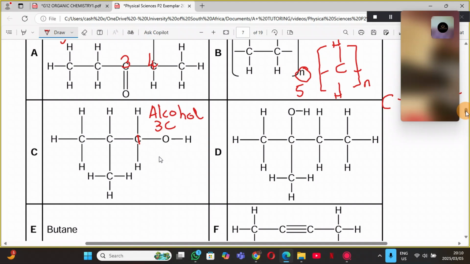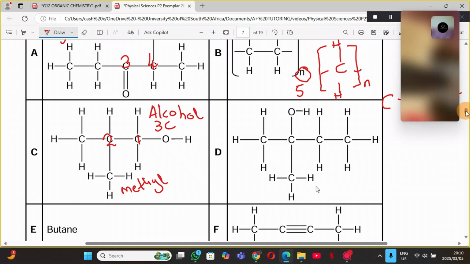Okay, so do we have any branch? Yes, on position 2. And what's our branch? A methyl. Okay, so by doing this, you're making it easy for you to name it when you finally get to the question.